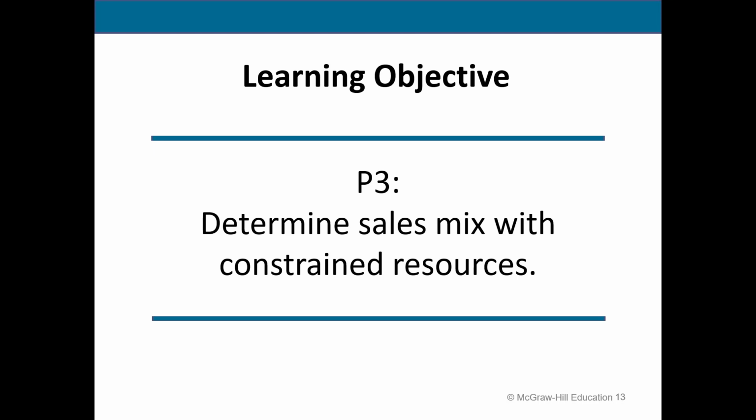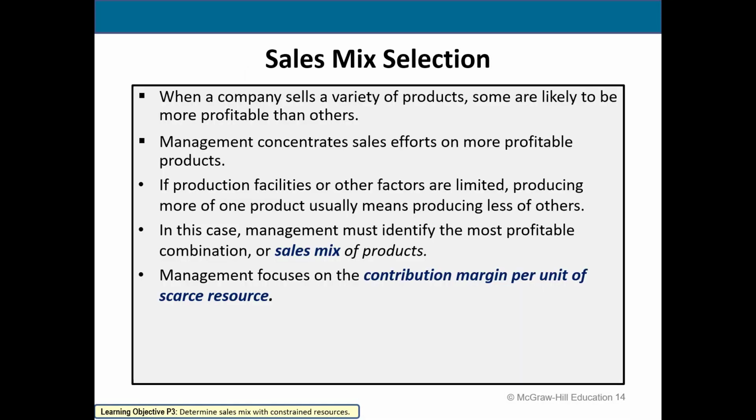Now we will look at something called sales mix. When a company sells a variety of products, some are likely to be more profitable than others. So management wants to concentrate on the most profitable products, especially if they have limited resources. So management must identify the most profitable combination or sales mix of products.